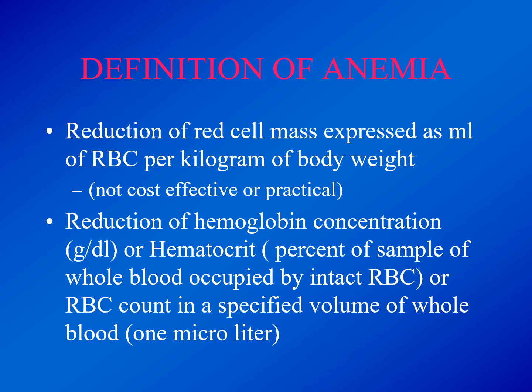A reduction of hemoglobin concentration or hematocrit as percent of whole blood occupied by intact RBC, that's the hematocrit, or RBC count in a specified volume of whole blood. So if we take a fixed volume of blood, centrifuge it, if the packed volume of the red cells is 35, we say 35 of the total volume, then we say the hematocrit is 35.